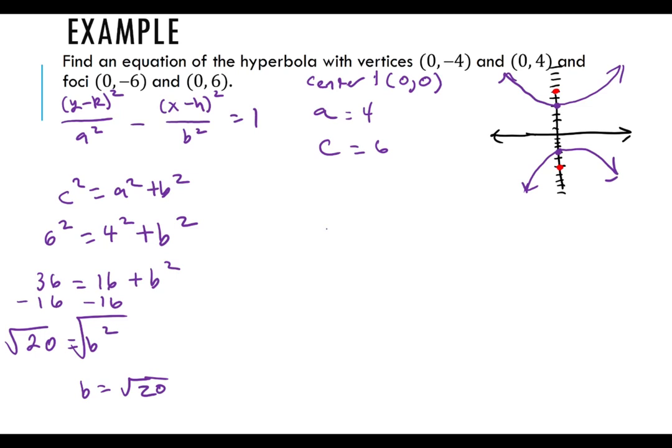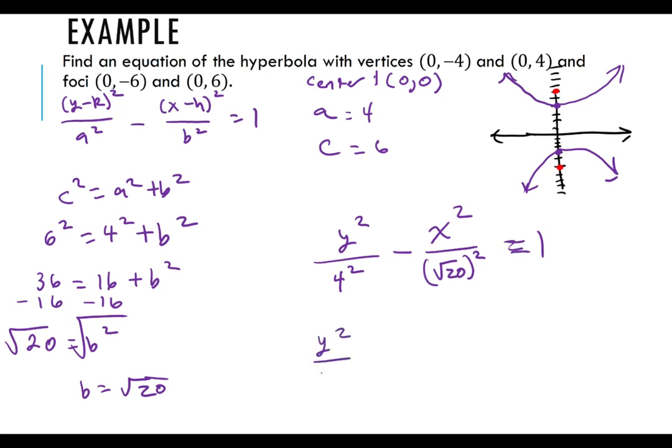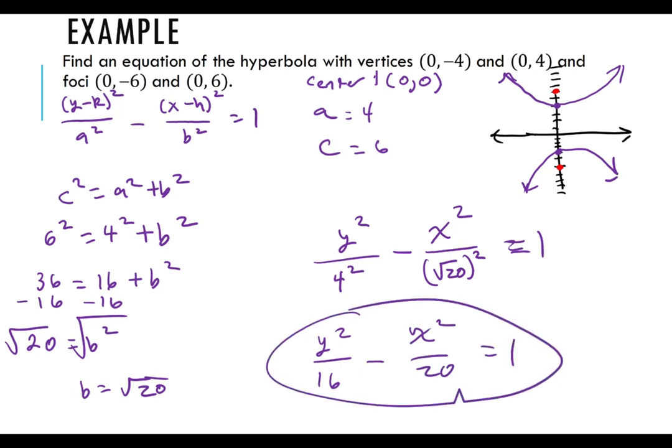That's going to be y minus 0 is y, y squared over A is 4 squared, minus x minus 0 is x, quantity squared, over B squared, which we've now found is root 20 squared, is equal to 1. If you wanted to clean this up, you could of course call it y squared divided by 16 minus x squared over 20 is equal to 1. There we are. There's our equation.